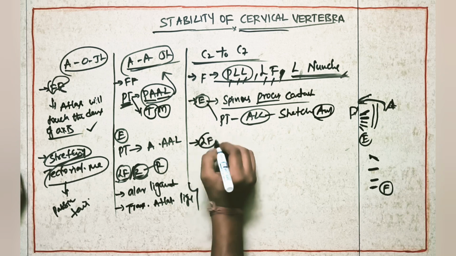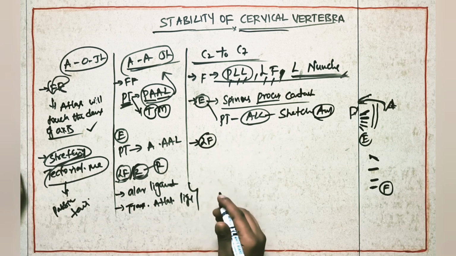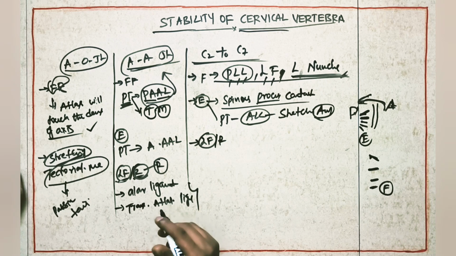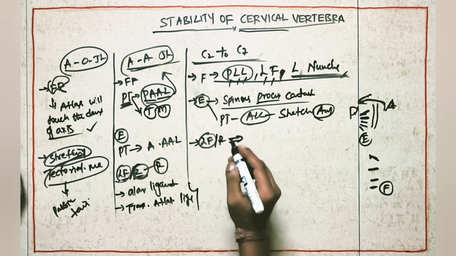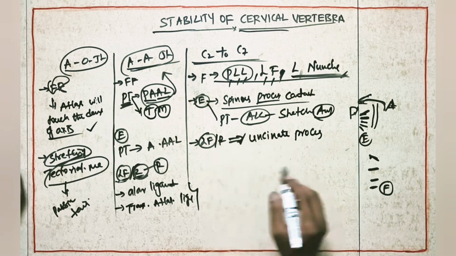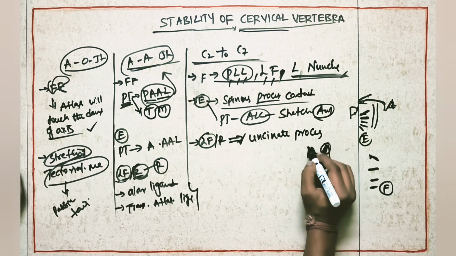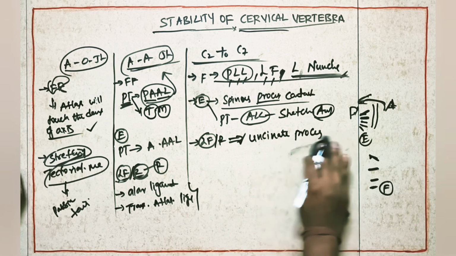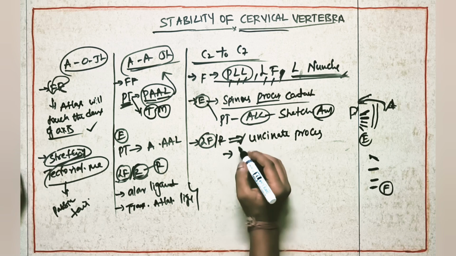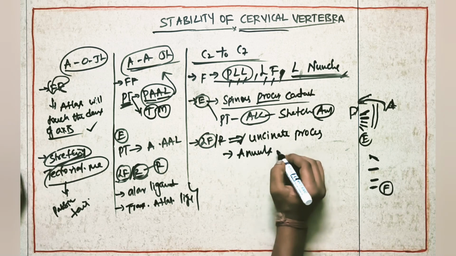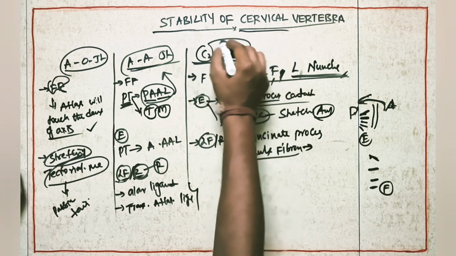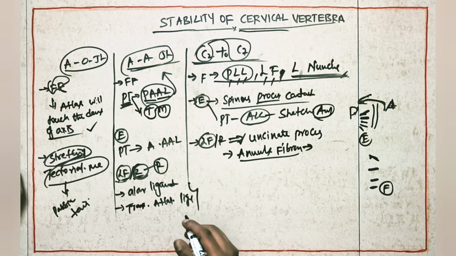And lateral flexion and rotation of the remaining C2 to C7 cervical vertebrae are limited or restricted by the uncinate processes. This is one point, uncinate processes. This we can see only in the cervical spine. So these are going to provide stability to lateral flexion and rotation, and at the same time the annulus fibrosus. So these structures also are going to provide stability during C2 to C7 lateral flexion and rotation.